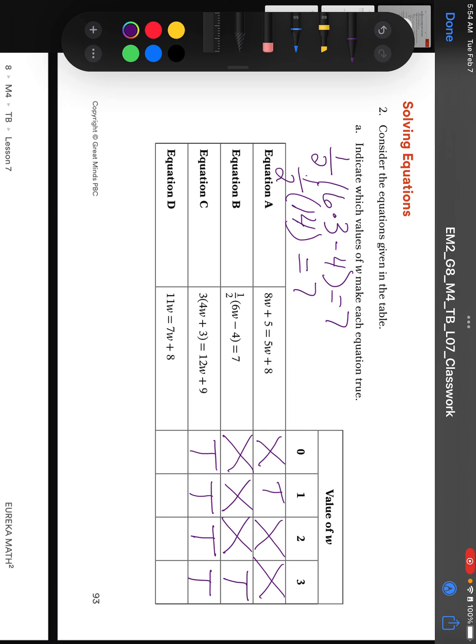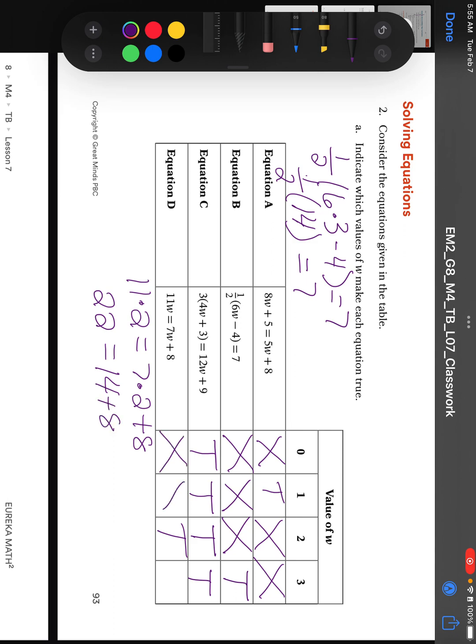And then for equation D, there was also only one number that made this true. I believe it was 2. 11 times 2, does that equal 7 times 2 plus 8? 11 times 2 is 22. And yes, this is 14 plus 8, which does also equal 22.